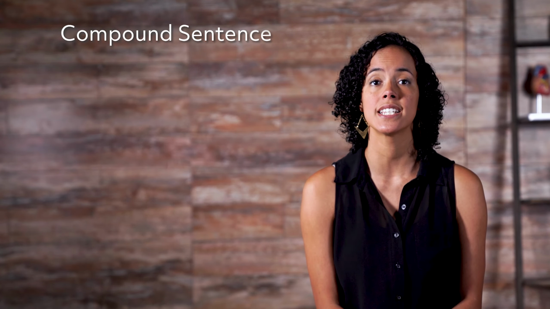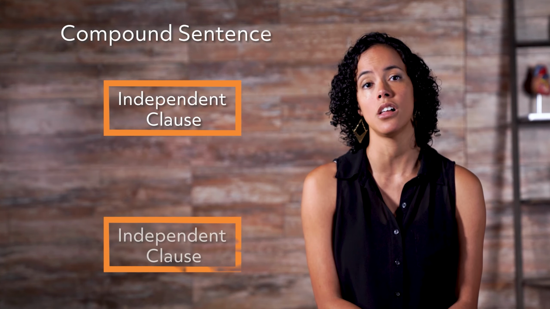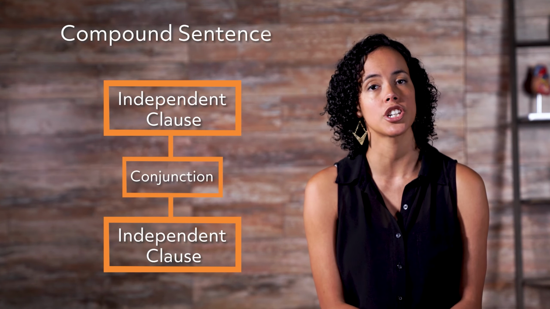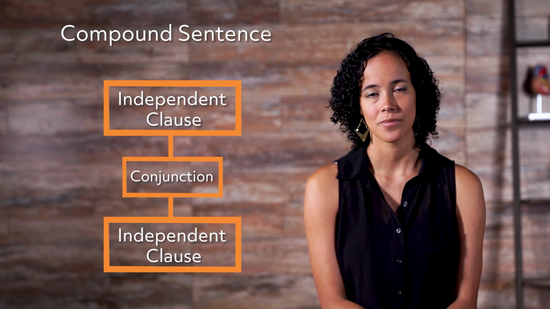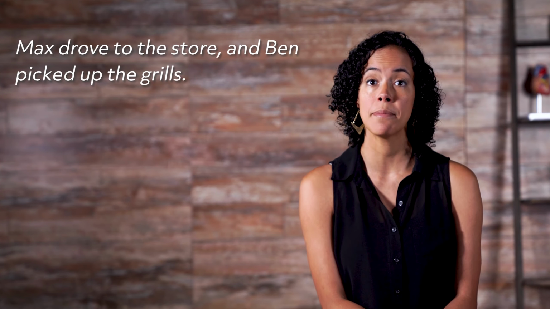Let's move on to the second type of sentence, compound sentences. A compound sentence consists of two independent clauses joined together by a conjunction. Here's an example. Max drove to the store and Ben picked up the girls. Note that there are two independent clauses here that could stand alone as sentences. You could just as easily write, Max drove to the store. Ben picked up the girls.